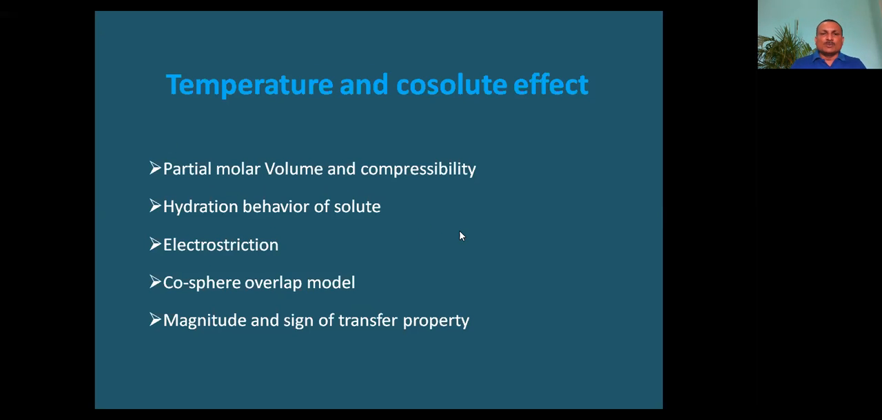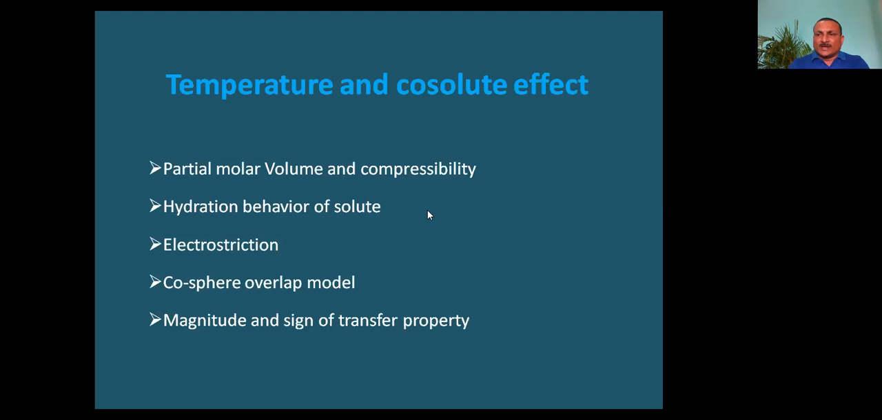This partial molar volume and compressibility are determined by plotting the graph of apparent molar volume versus square root of molality and apparent molar compressibility versus square root of molality. From the partial molar properties, one can calculate the transfer properties. These partial molar properties are important for understanding the hydration behavior of solutes.